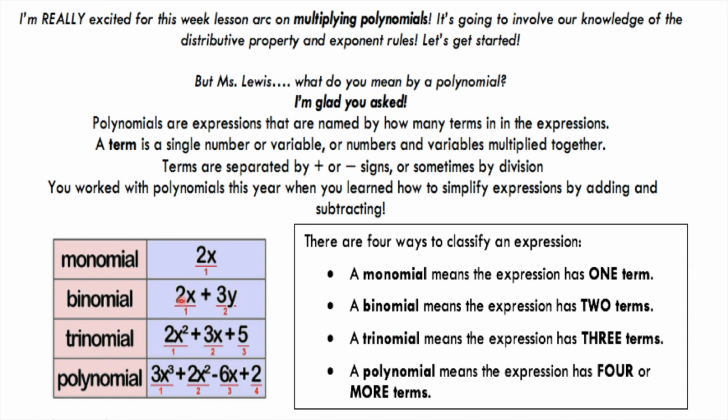So I have 2 separate terms separated by an addition or subtraction sign. A trinomial means I have 3 terms separated by addition or subtraction signs. And then a polynomial just means there's 4 or more terms. So there's not 3, so it doesn't make it a trinomial. There's at least 4, but if you have more than 4 terms, it's also considered a polynomial.